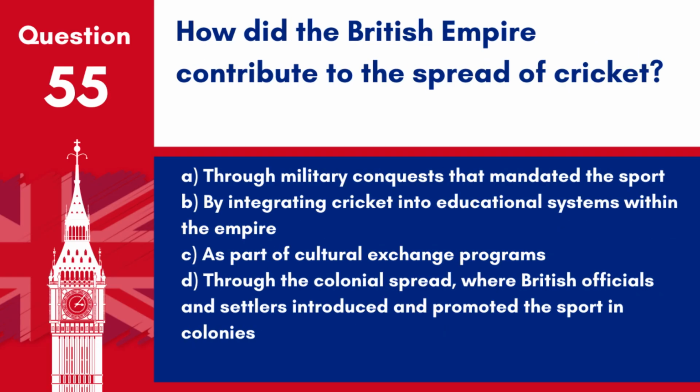Question 55. How did the British Empire contribute to the spread of cricket? A. Through military conquests that mandated the sport. B. By integrating cricket into educational systems within the empire. C. As part of cultural exchange programs. D. Through the colonial spread, where British officials and settlers introduced and promoted the sport in colonies.